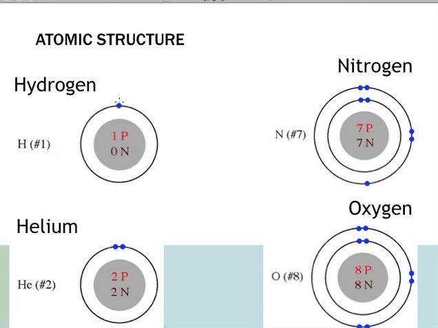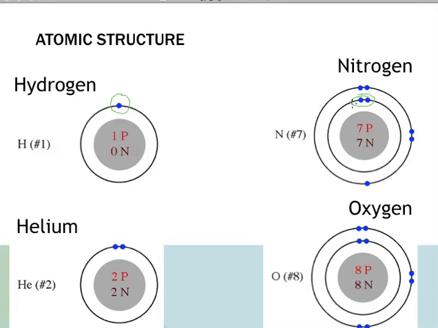Again, the atomic structure, the electrons outside. So hydrogen has 1 proton in the nucleus, no neutrons, and 1 electron. Nitrogen has 2 in the first orbital. I'll talk about those in a second, but I'll talk about them now.